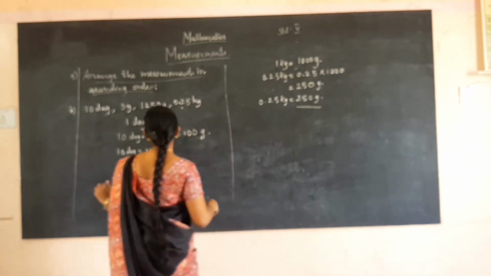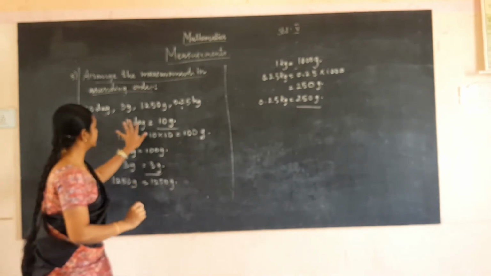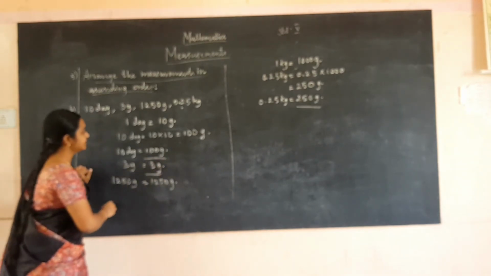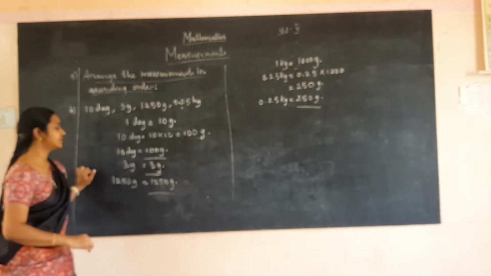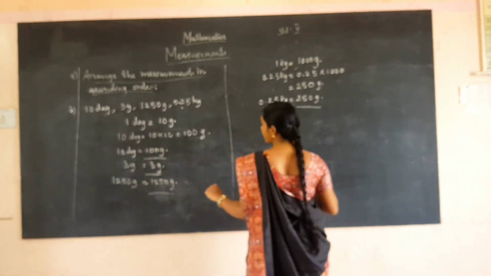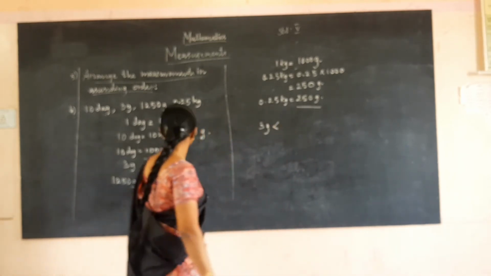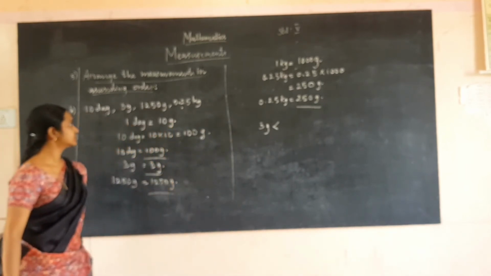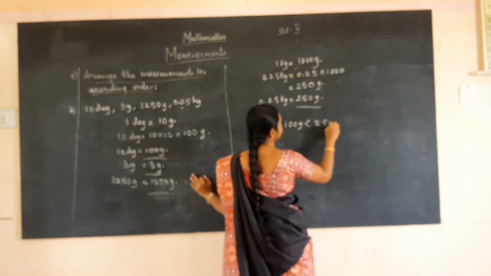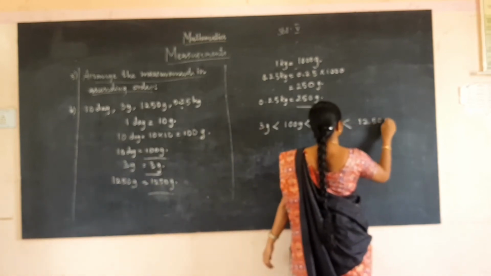250 gram, 10 gram, 3 gram, 100 gram, 3 gram and 1250 gram. Now arrange them in ascending order, from smaller to larger. So first will be 3 gram, next 100 gram, next 250 gram, next 1250 gram.